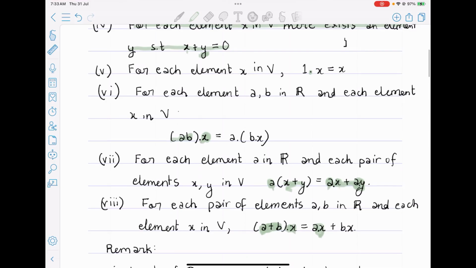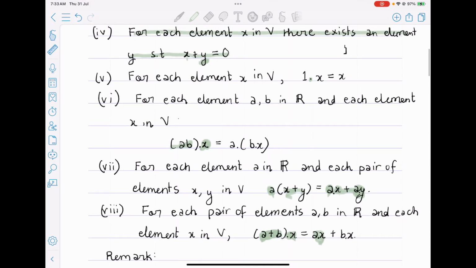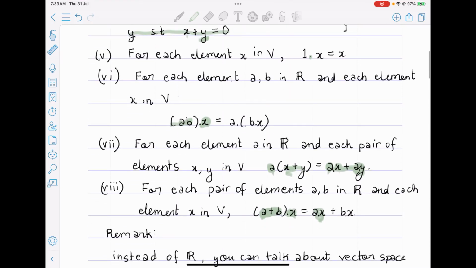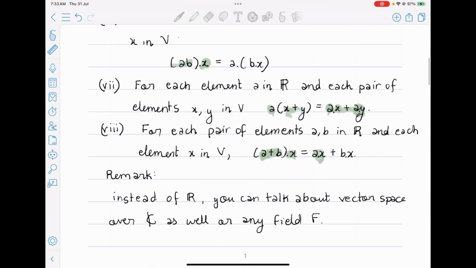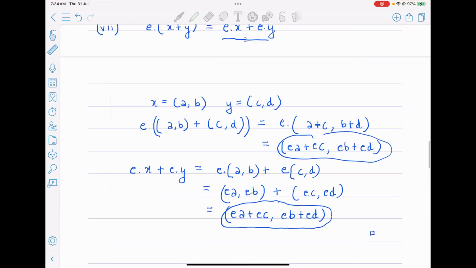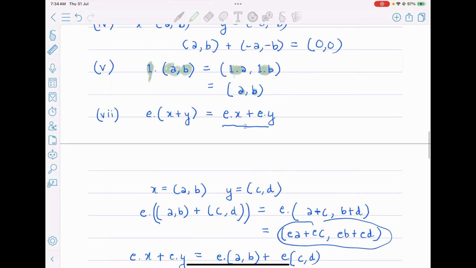Now we have to verify the sixth, seventh, and eighth. The sixth and eighth you can verify on your own. I am leaving that up to you, and I will verify the seventh. So next, I have chosen e here so that we don't get confused, instead of c or anything else. So this thing we need to verify.